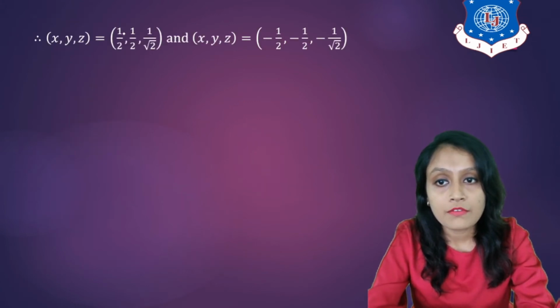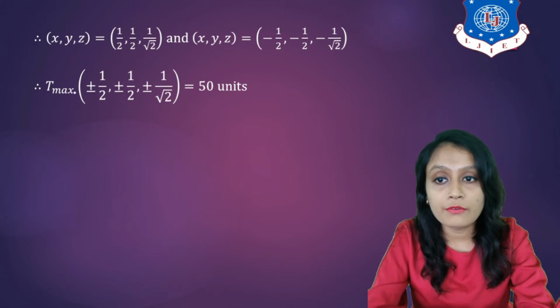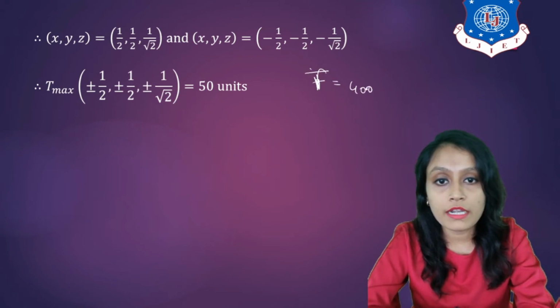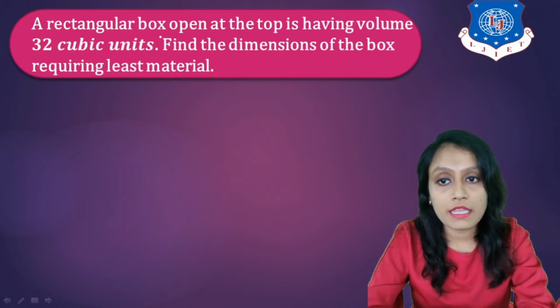Now, so the point, firstly take all the positive terms. So here you will have 1 by 2, 1 by 2 and 1 by root 2, and for x, y, z all negative terms, that is minus 1 by 2, minus 1 by 2 and minus 1 by root 2. Now we have to find the value of this function. Okay, so the function is what? F, that is t. Here we have t. Okay, so it is 400 xy z square. So if you put this point and this point, you will get the same answer, that is 50 units, which is the maximum temperature. Okay, now let's begin with the next example.